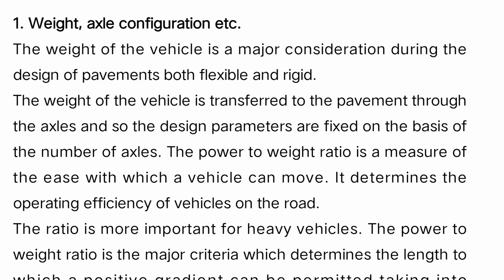Then weight and axle configuration. The weight of the vehicle is a major consideration during the design of pavement, both flexible and rigid. The weight of the vehicle is transferred to the pavement through the axles, and so the design parameters are fixed on the basis of the number of axles. The power to weight ratio is a measure of the ease with which the vehicle can move. It determines the operating efficiency of vehicles on the road. The ratio is more important for heavy vehicles.